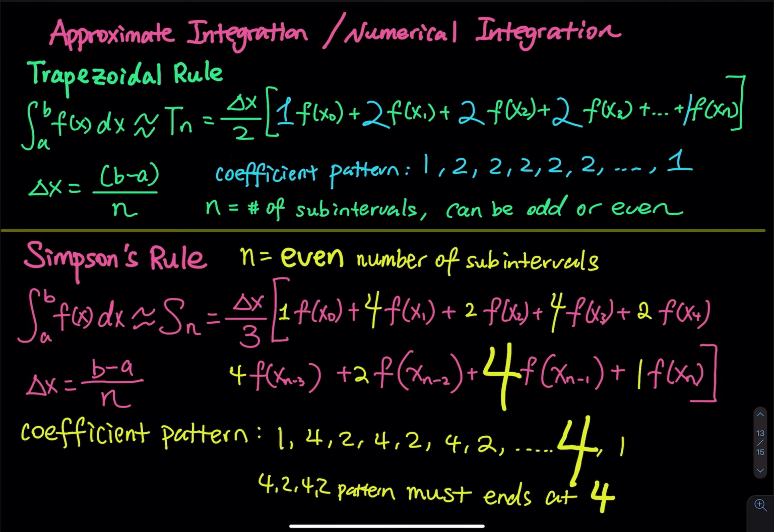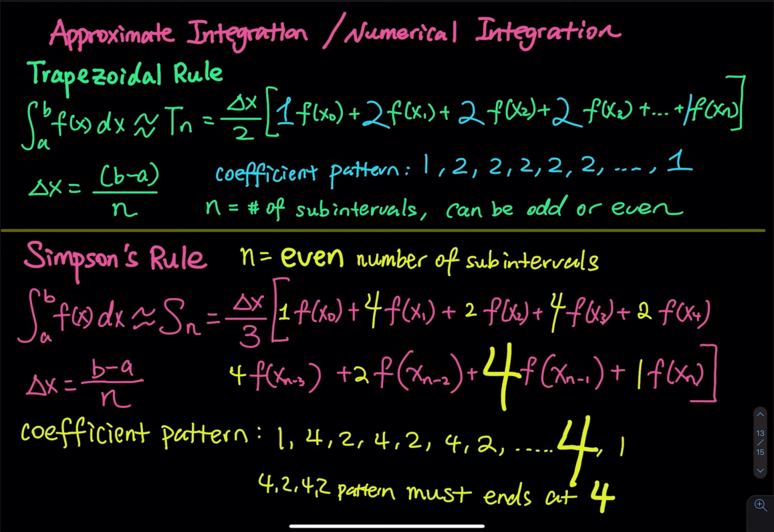And then for the trapezoidal rule, we go from x0, the very first x value, all the way to the very last x value. The coefficient pattern starts with 1, ends with 1, and in between, from the start to the end, we use all 2s. So start at 1, end at 1, and a bunch of 2s in the middle. For trapezoidal, the number of subintervals can be odd or even.